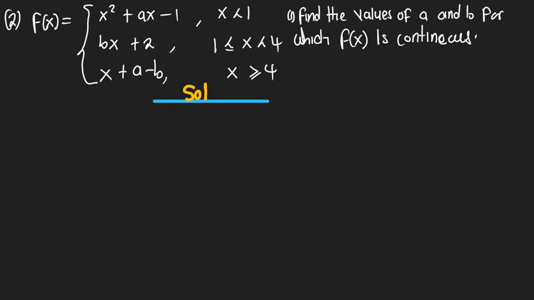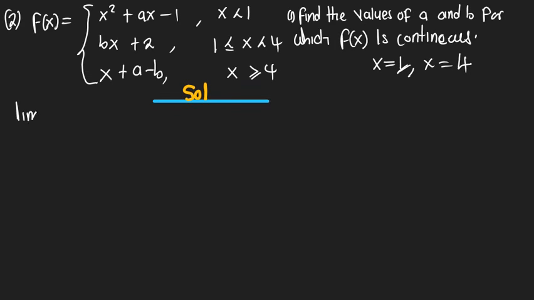Find the values of a and b for which f of x is continuous. Now, let's assess at what points we are defining it. We are defining them at x is equal to 1 and at x is equal to 4. Now, let's see what equation we can get if we define it at 1.